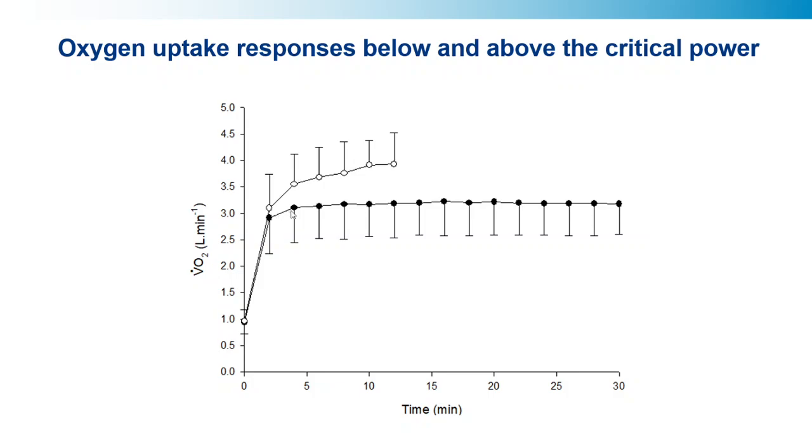So here's some data from one of our 3-minute all-out test validations, and these black symbols are 15 watts below the critical power, or the end test power in that case, and these white symbols are 15 watts above the critical power. And you can see above the critical power you cannot maintain a steady state, and you reach exhaustion within minutes. Below the critical power, you can reach a steady state and sustain at least 30 minutes of exercise. And that is why the critical power is important.